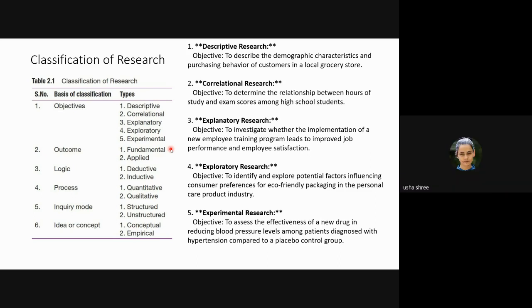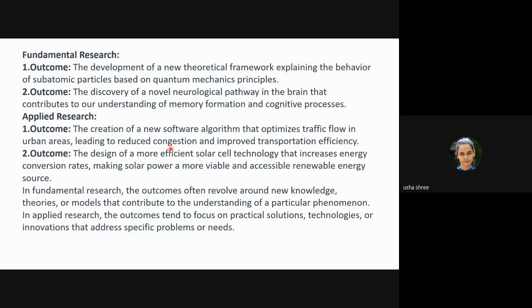I think to put it in a single line, applied is basically improvisation, right? Like from the previous versions, we are going to a new version which has enhanced features. Yes.